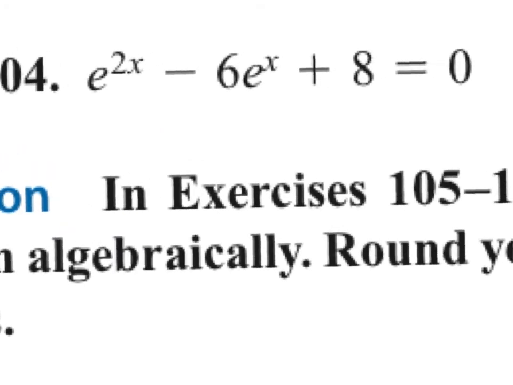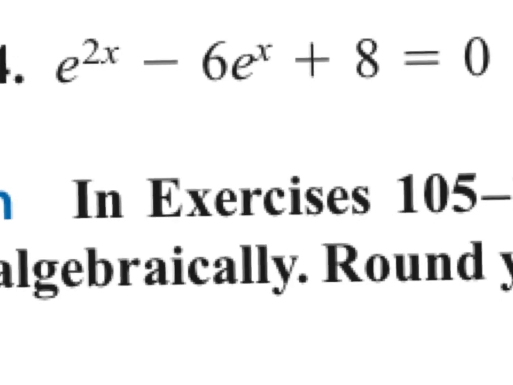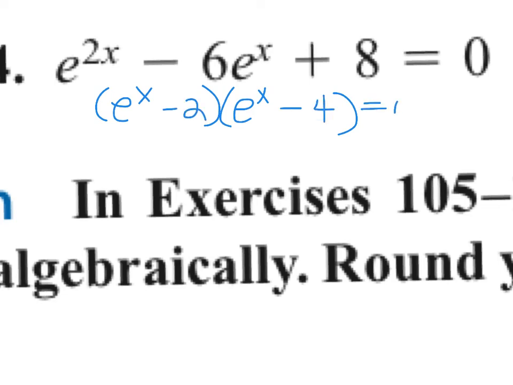All right, so this is one in which we factor, right? So I'm going to factor e to the x and e to the x, and then I'm looking for the factors of positive 8 that sum to negative 6. So this would be, good, negative 2 and negative 4. Set them each equal to 0. And I get e to the x equals 2 and e to the x equals 4.